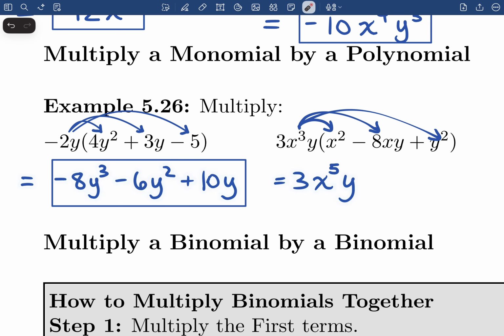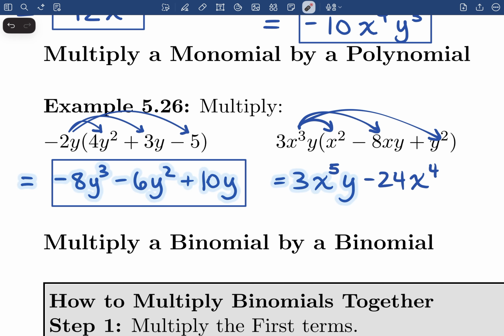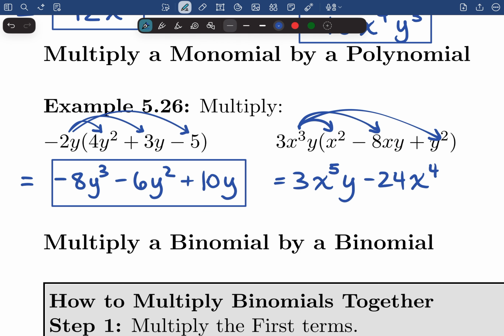We're going to multiply this first term in front by this second term of the trinomial. Ready? 3 times negative 8 gives me negative 24. And x cubed times x gives me x to the 4th, because remember, this is x cubed times x to the first power. There's a first power. 3 plus 1 is 4 for the exponent. And now thinking about y to the first times y to the first, y times y, that's y squared.